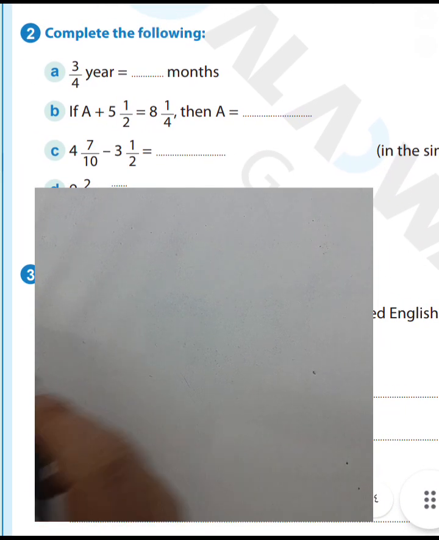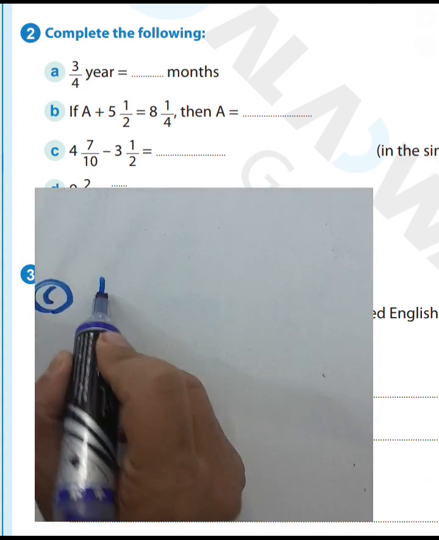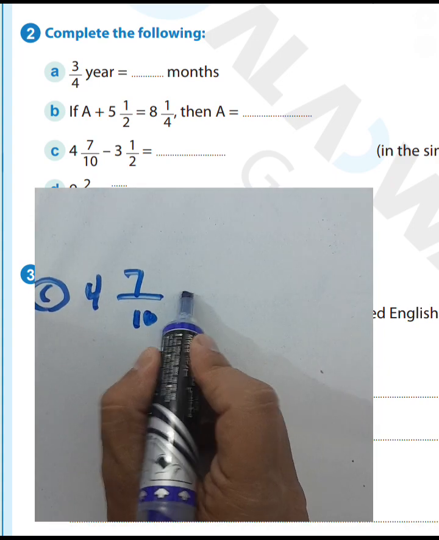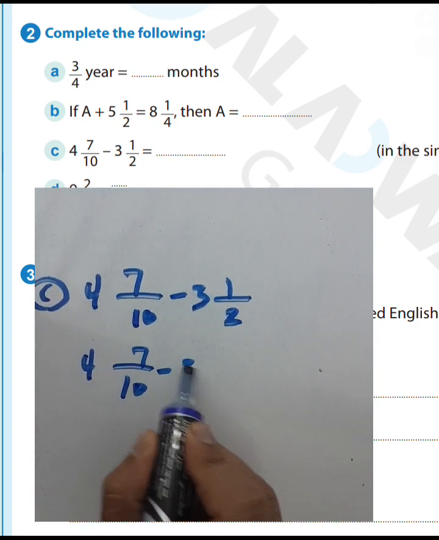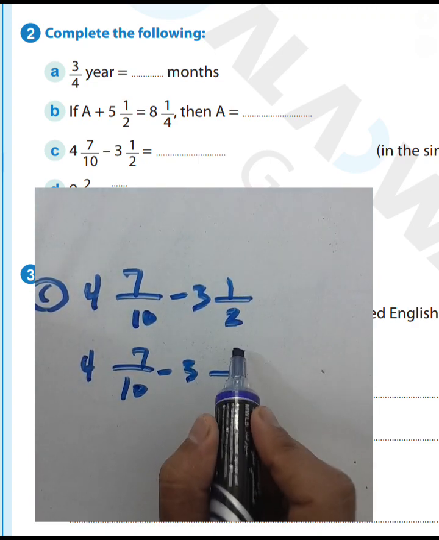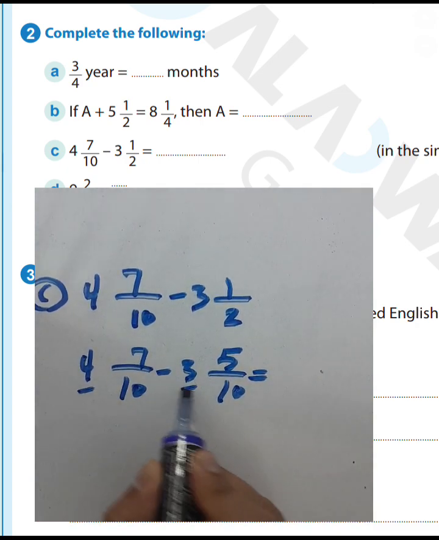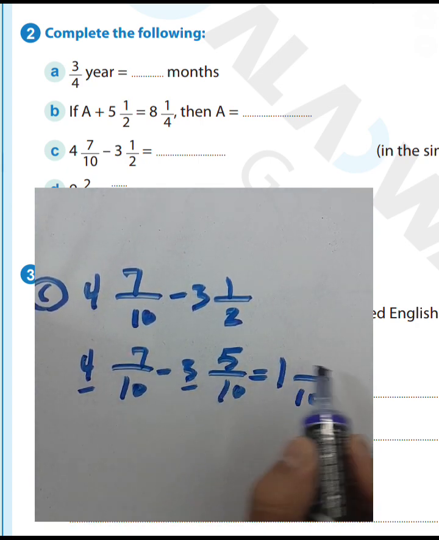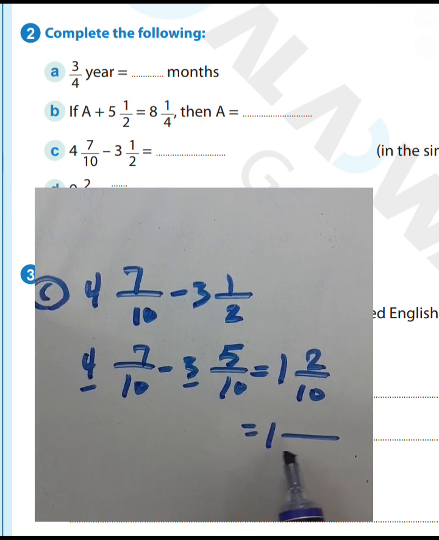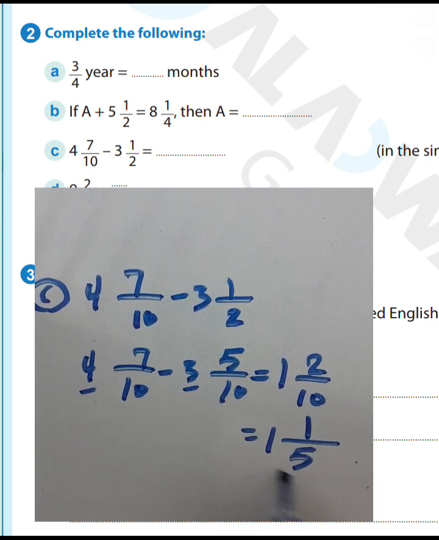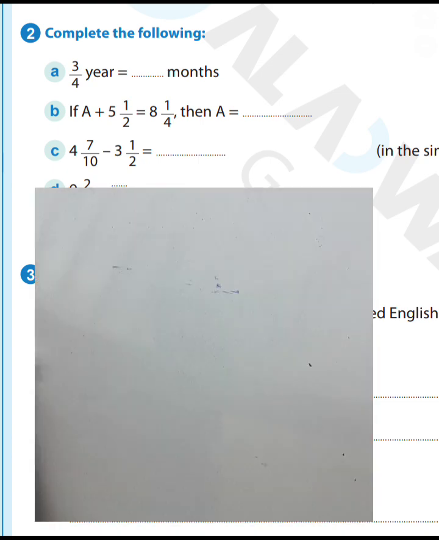Question letter C. Write in the simplest form 4 and 7 over 10 subtract 3 and 1 half. We write the least common multiple between them, which is 10. 2 times 5 equals 10, 1 times 5 equals 5. 4 minus 3 equals 1, and 7 minus 5 equals 2. You can simplify this fraction by dividing the numerator and denominator by 2. 2 divided by 2 is 1, 10 divided by 2 equals 5. And the result will be 1 and 1 over 5.